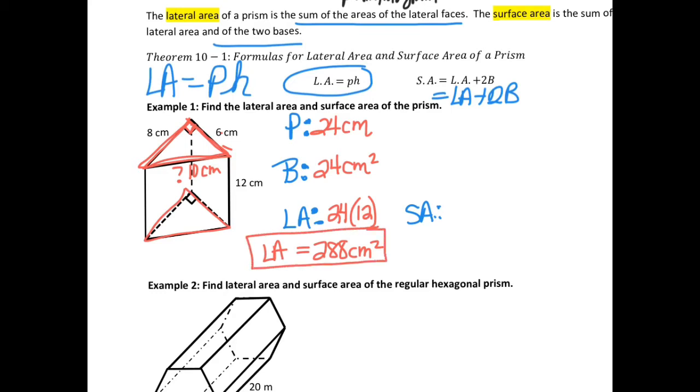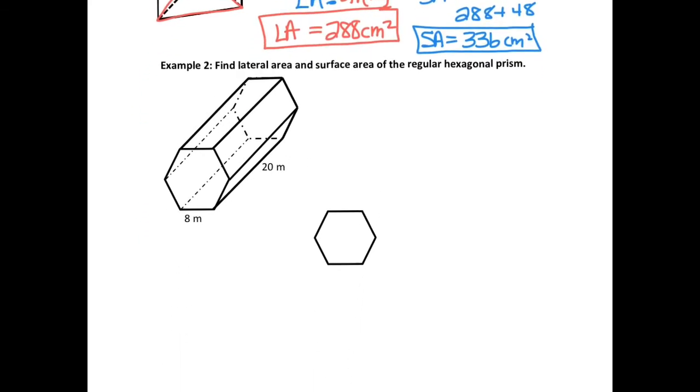And then I need to find the surface area. Remember, the surface area is the lateral area plus 2 times the area of the base. So 288 plus 2 times 24, which is 48. So the surface area is 336 centimeters squared. All right, let's look at another one.